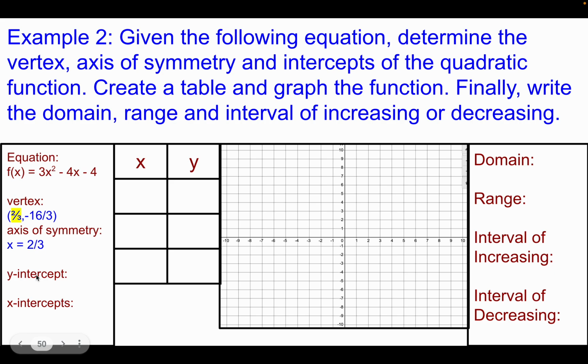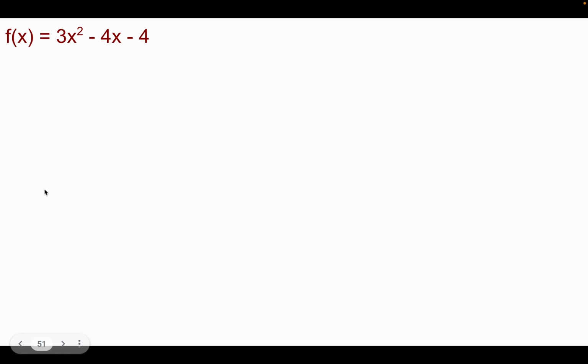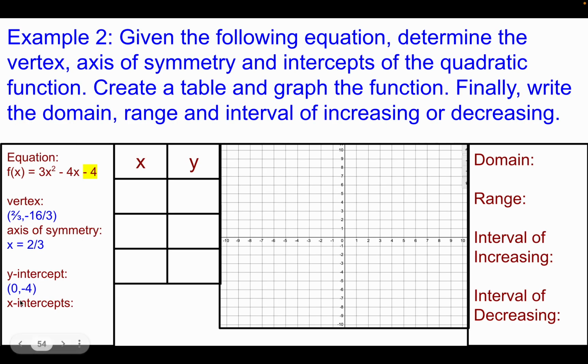For my y-intercept, I'm going to take this equation, and I'm going to plug in 0 for x. So I'm just plugging in 0. I end up with negative 4. So my point is going to be 0, comma, negative 4. Note that this is the same as the c value of the equation written in standard form. So I could have just looked at my equation and said, oh, the c value is negative 4, so then my y-intercept is negative 4. You can do it either way. I just showed plugging in 0 because I want you to know that that's always one way that you can get the y-intercept.